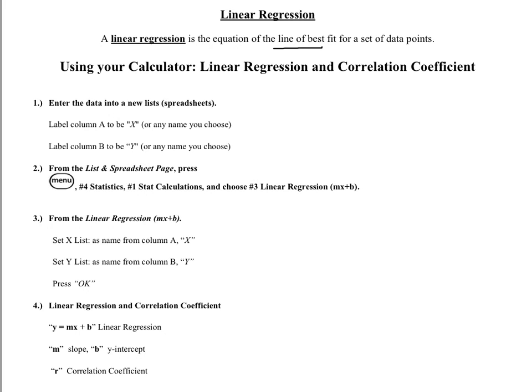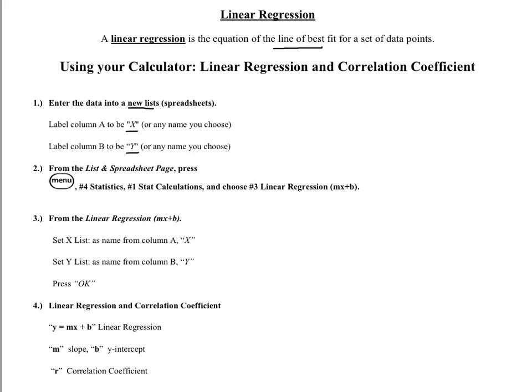We're going to first need to create a list. But here's the important part, we need to be labeling our list. We need to be labeling column A and column B, and I like to usually give them the titles X and Y. That's going to be important later because when I graph my scatter plot on the graphing calculator, I already know what is my x-axis and what is my y-axis.